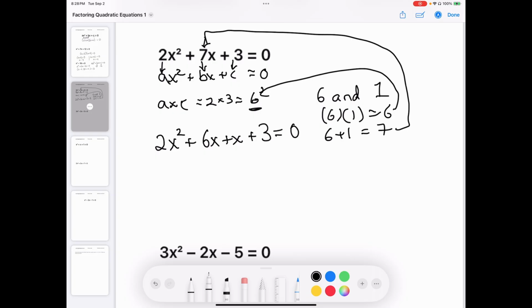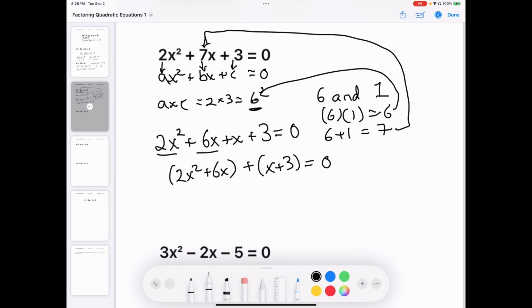Now I'm going to group the terms in two separate groups. I'm going to take the first two terms, the 2x squared and the 6x, and group them together. So 2x squared plus 6x goes in one group, and then the rest in my other group. My other group is x plus 3, equals 0.